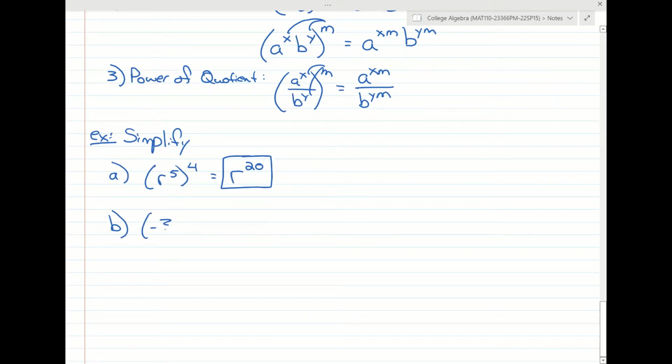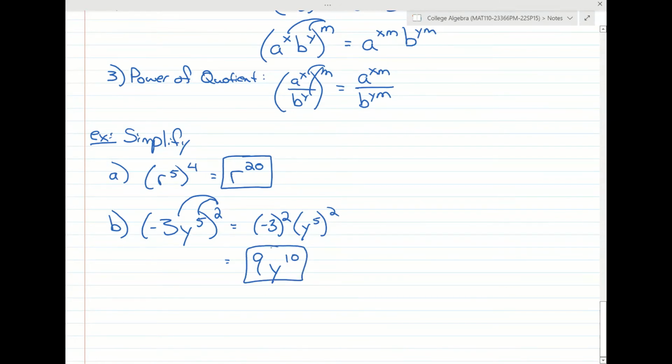What if we had negative 3 y to the 5th to the 2nd power? What we would do is we would distribute this to each term. So this would be the same thing as negative 3 to the 2nd times y to the 5th to the 2nd. Negative 3 to the 2nd is 9. Y to the 5th to the 2nd is y to the 10th. So you can see we're having to use multiple properties for some of these problems now.